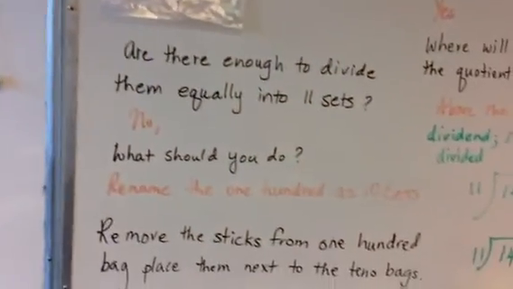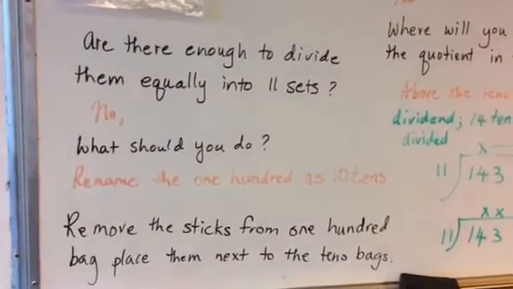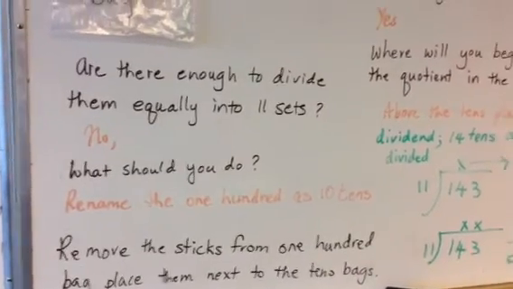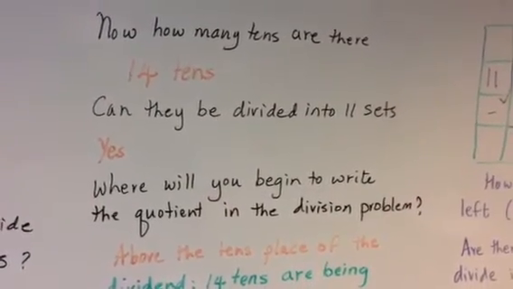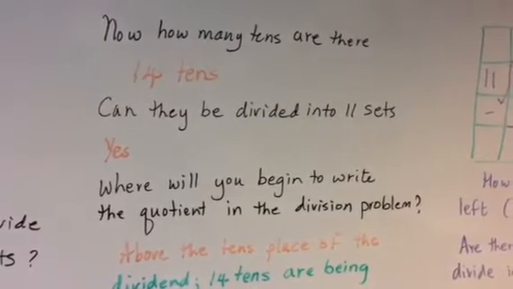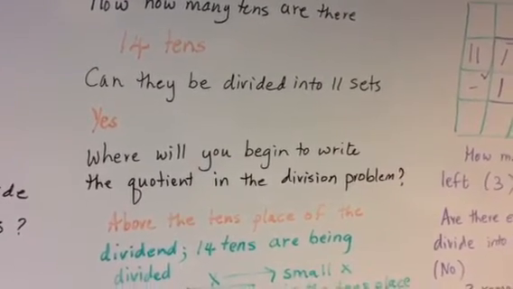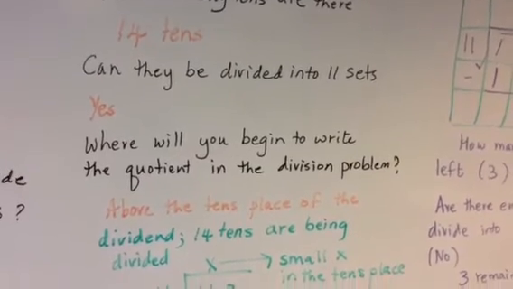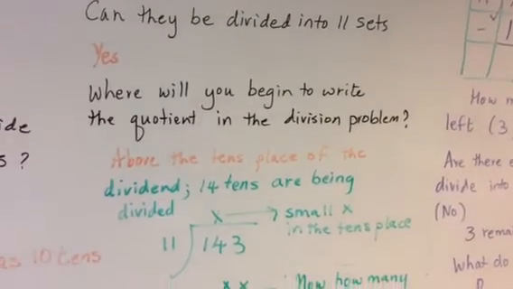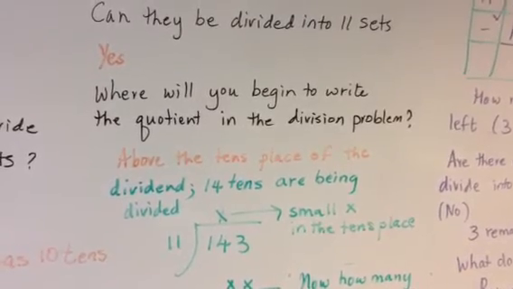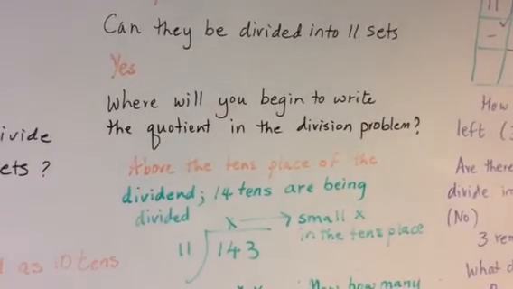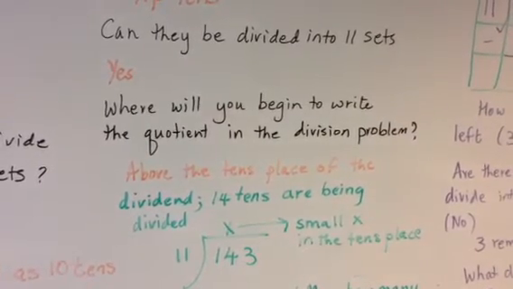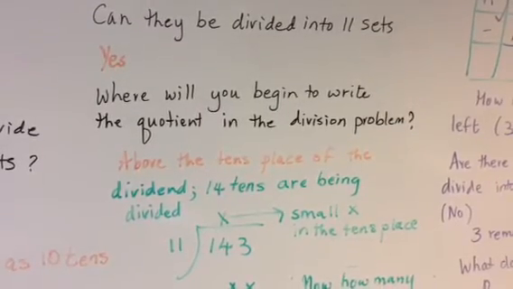So it says remove the sticks from the 100 bag and place them next to the tens bag, which you did. Now how many tens are there? 14 tens. Can they be divided into 11 sets? Yes. Where will you begin to write the quotient in the division problem? Above the tens place of the dividend. So here is the example, 143 divided by 11. 11 will go in 14. So the first quotient digit will come on top of the 4, and put a small x in the tens place.